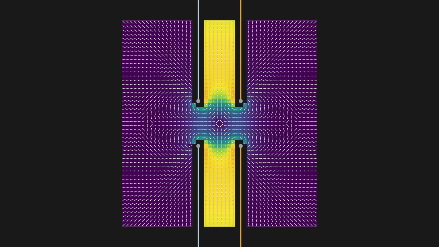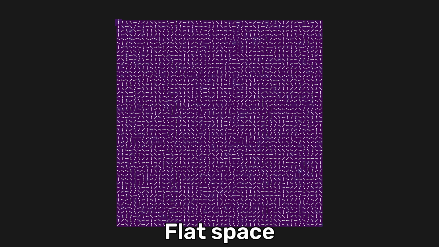Alright, the pocket dimension case is clear. Let's look at the self-force of other portal configurations. This is just flat space. Here the arrows point in random directions due to numerical error, because infinite flat space has no self-force.